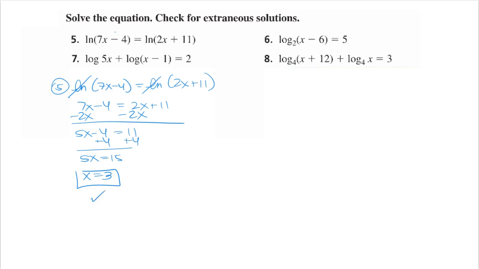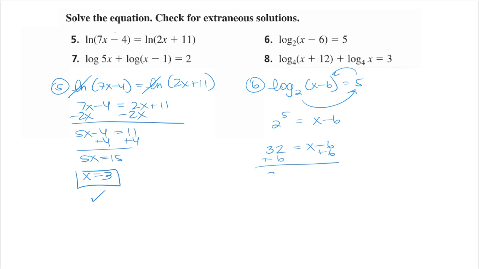Okay? Number 6 is a little different. Number 6 is a log on one side, and this is where, again, you have two methods. I'm just going to do the exponential. 2 to the 5th power equals x minus 6. 2 to the 5th power is going to be 32. So I'm going to add 6 to both sides. 38 equals x. And there's my answer. And again, 38 minus 6 is 32. That's positive, so it's valid.